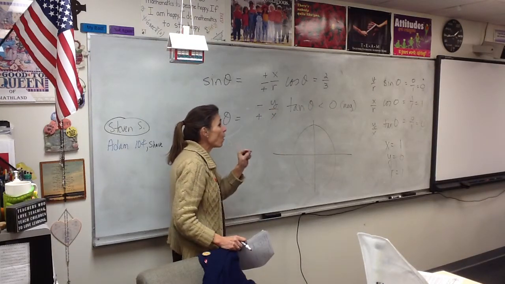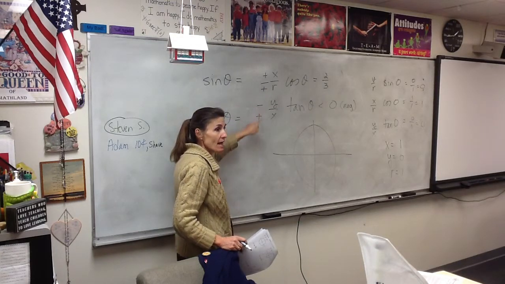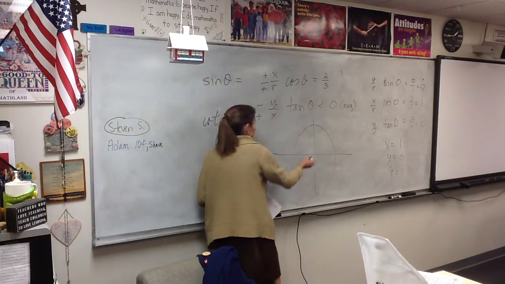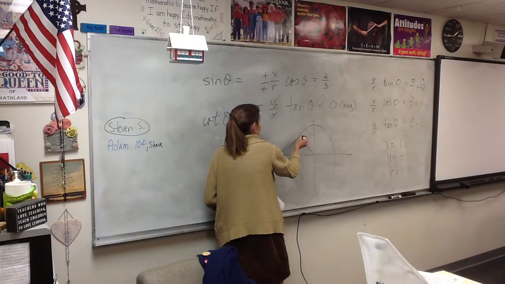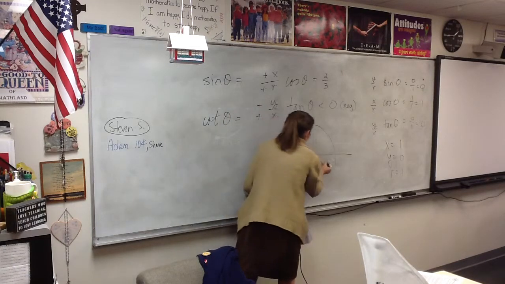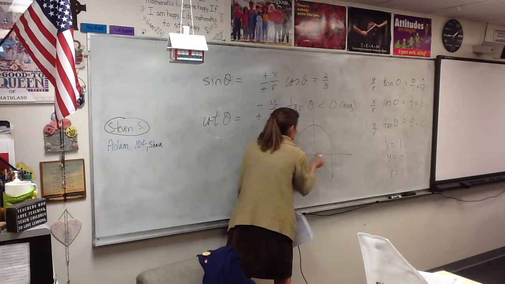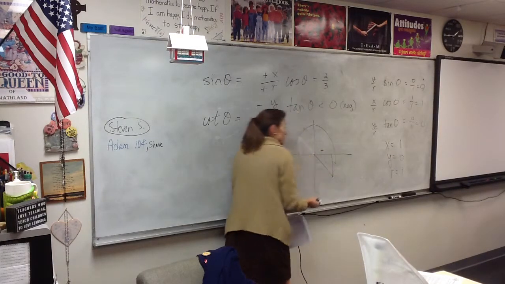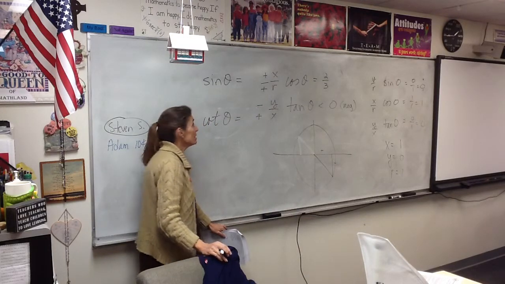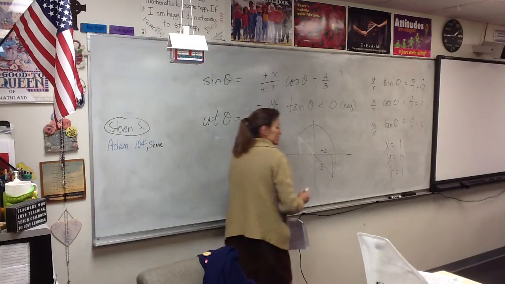In which quadrant do you have a negative y and a positive x? Third? Is that right? No. We need a positive x and a negative y. Doesn't that happen in quadrant 4? Yes, ma'am. The cosine is 2/3.